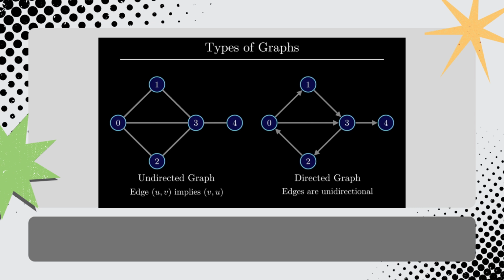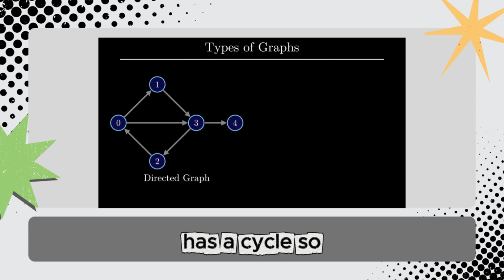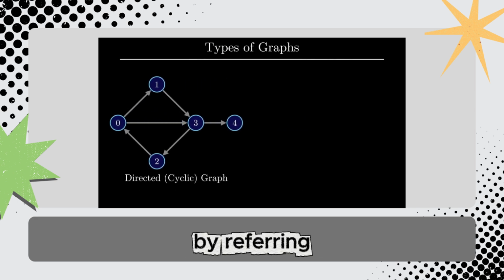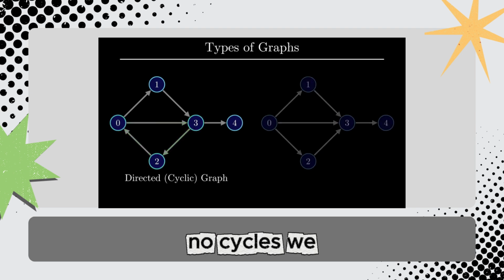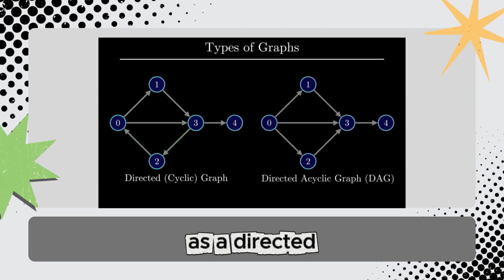Directed graphs also have their own classes. This particular graph has a cycle, so we can be more specific by referring to this graph as a directed cyclic graph. On the other hand, if a graph is directed and contains no cycles, we refer to that specifically as a directed acyclic graph, which is a specific subset of graphs that has been studied quite rigorously since they show up in all sorts of interesting places.